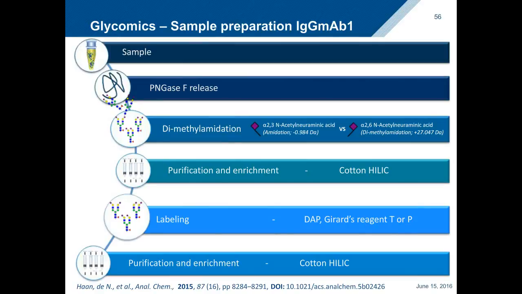What we did was the dimethylamidation, which was mentioned previously, where we can also distinguish nicely between alpha-3 and alpha-6 linked sialic acids. Then we purified and enriched the sample, and then we labeled it because we want to have a positive charge. Overall, the glycans are neutral if there are no sialic acids attached, so you want to add a positive charge to it. And for that we use diaminopyridine, Girard's reagent C, or Girard's reagent P. And then we purified and enriched the sample again.